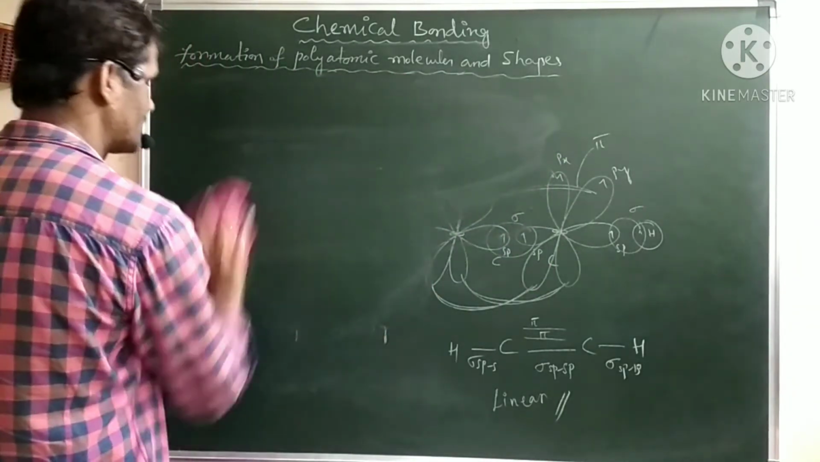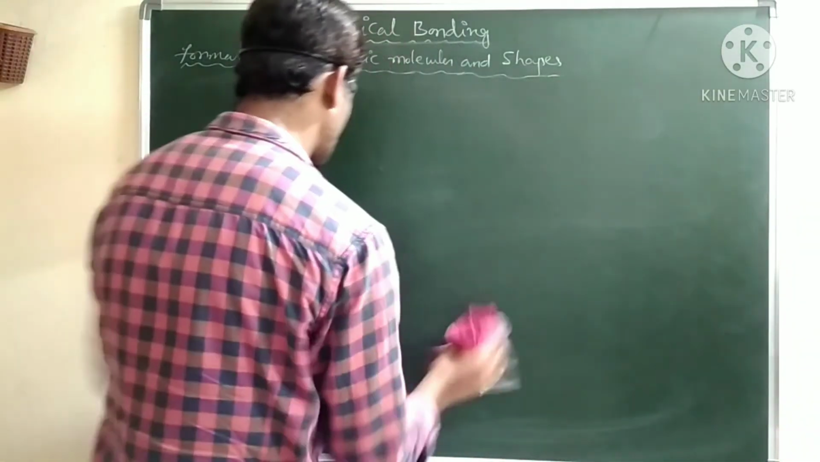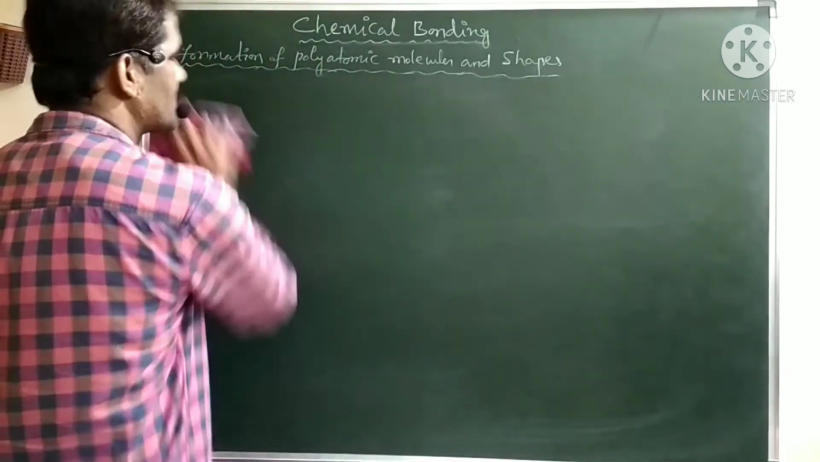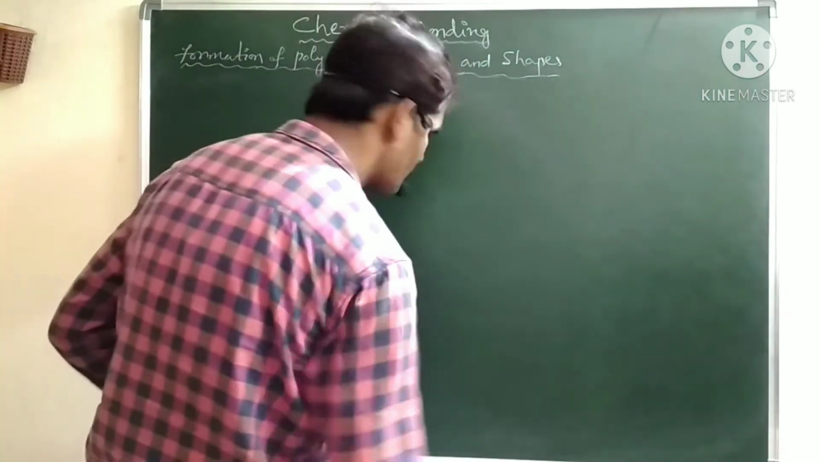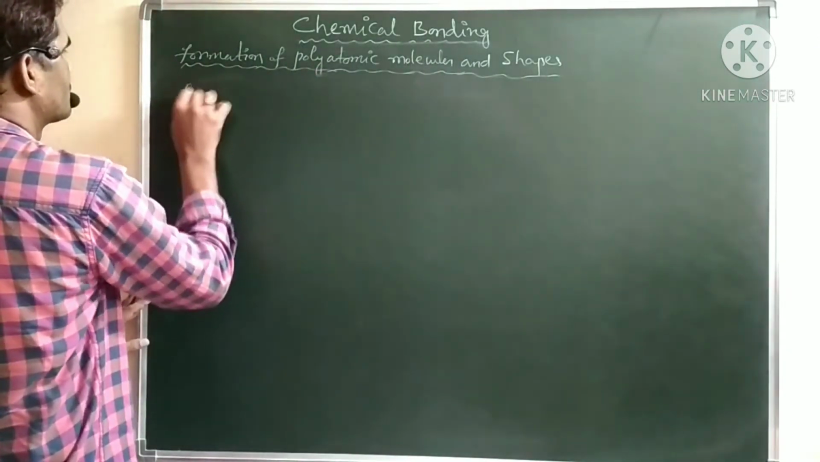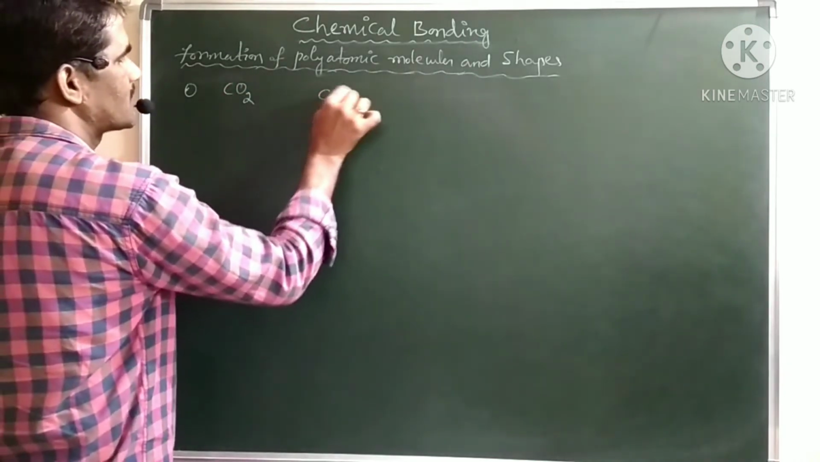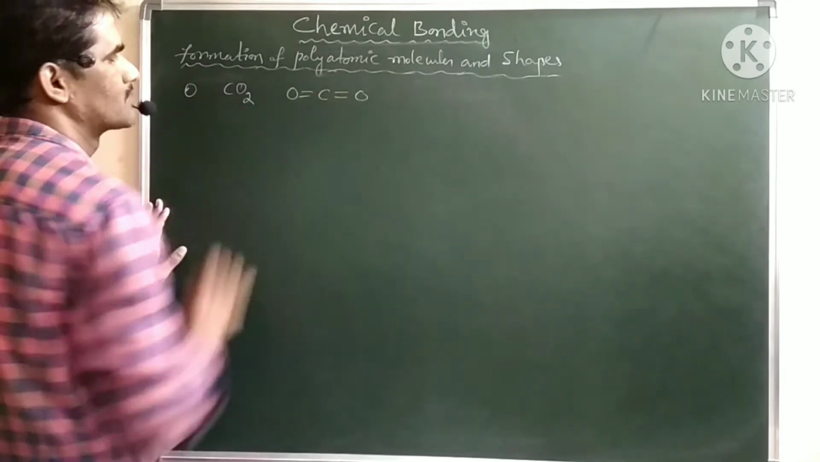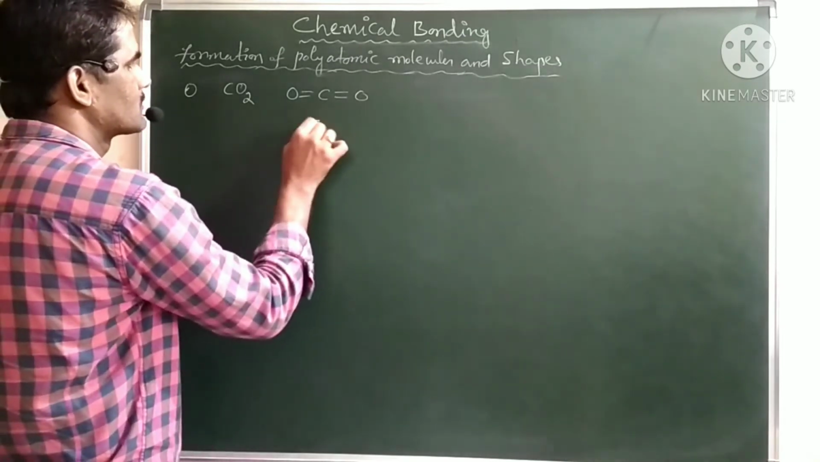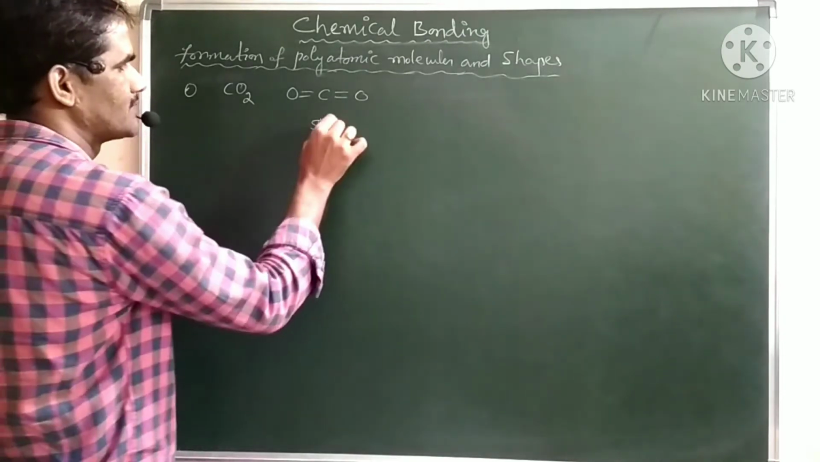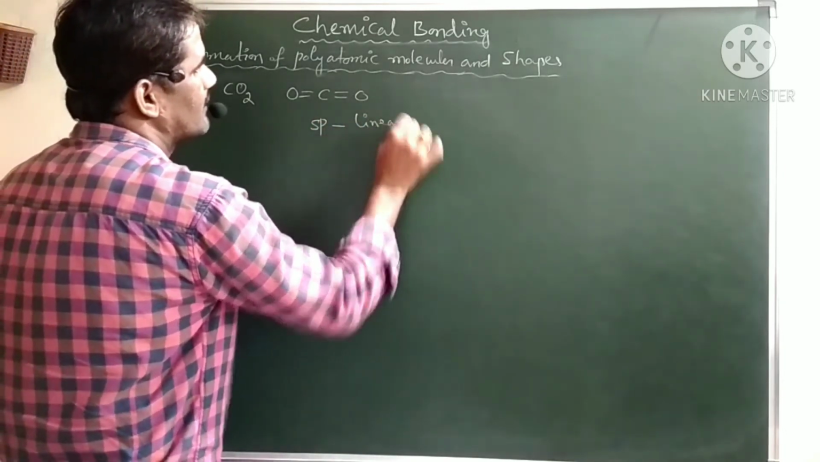Apart from this, we will check the shape of some polyatomic molecules and also the number of sigma bonds, pi bonds, and lone pairs involved in the molecules. Let us see a few examples here. If we take carbon dioxide, carbon is the central atom, and it will form 2 double bonds. So we have steric number 2, meaning 2 sigma bonds. So it is sp hybridization. Sp hybridization means the geometry of carbon dioxide is linear.